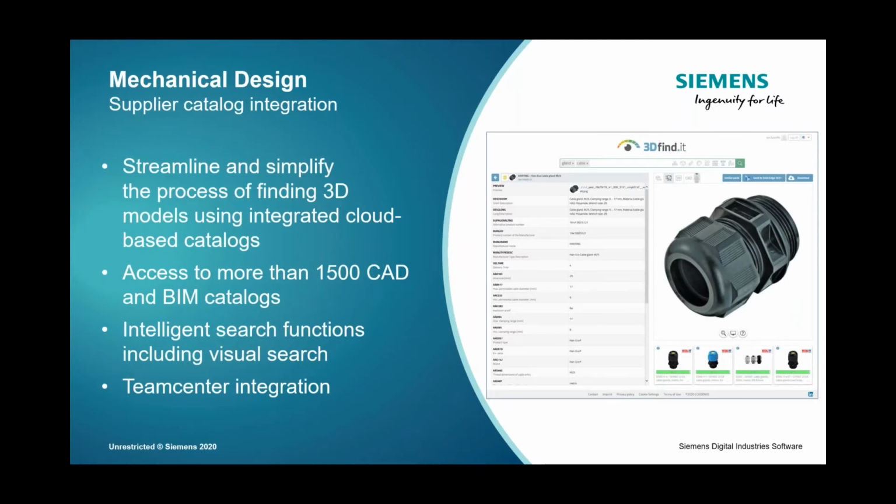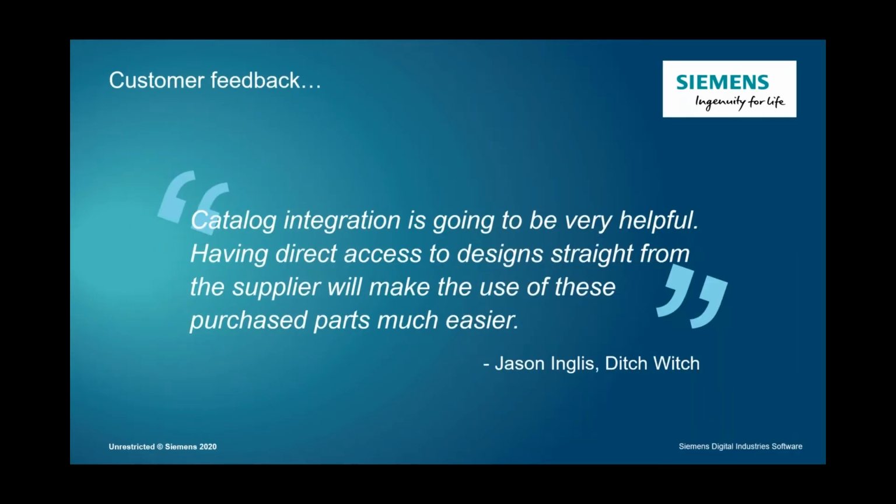The problem with supplier catalogs is we just can't ever find anything. So we'll stick with one supplier just because we know that they make it. Well, with 3D Find It powered by Cadenas, there's now more than 1,500 of these catalogs. And did you notice the last bullet point? If you're using Teamcenter, it's fully integrated. Another quote from the folks at Ditch Witch, they are really enjoying this functionality, and you will too.